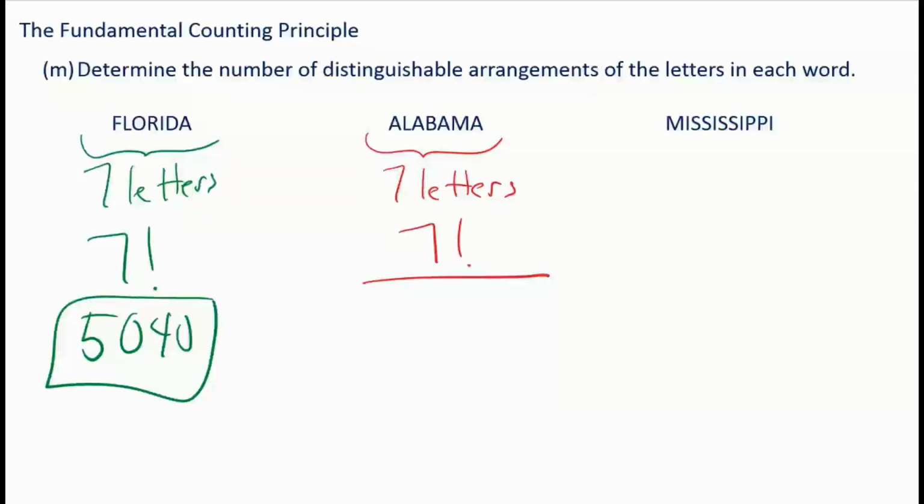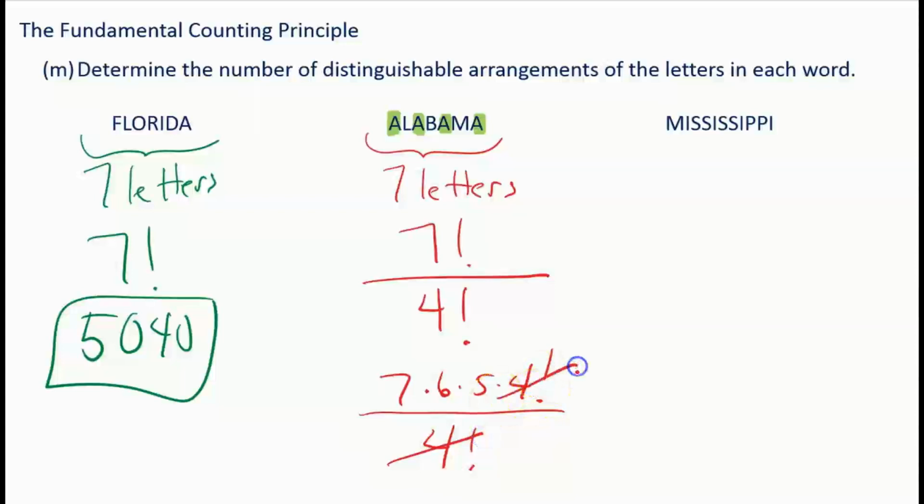But since what repeats? The A. The A shows up 4 times. So if I rearrange those A's, I'm not going to be able to tell which one's the first A, the second A, or the fourth A. Those are not distinguishable. So what I'm going to do is take 7 factorial for Alabama and divide it by the number of repeats of the A, which is 4 factorial. Because it's going to knock it down a lot smaller, right? So it's going to be 7, hey, I got to simplify this. So 7 times 6 times 5 times 4 factorial. Remember, always go down to the biggest one in the bottom. You keep the 4 factorial in the bottom and cancel that 4 factorial and that 4 factorial. And then you multiply 7 times 6 times 5.